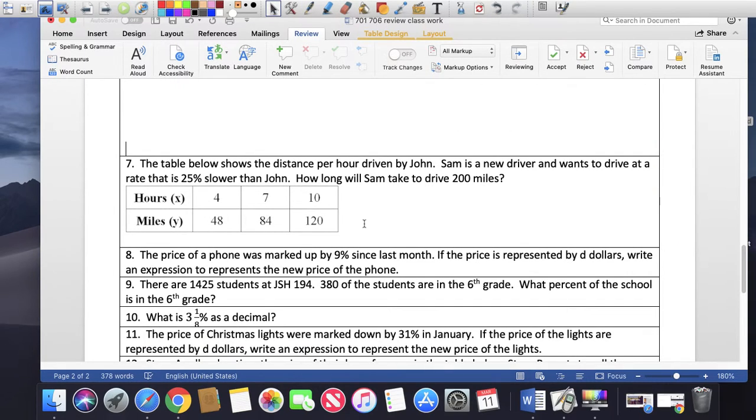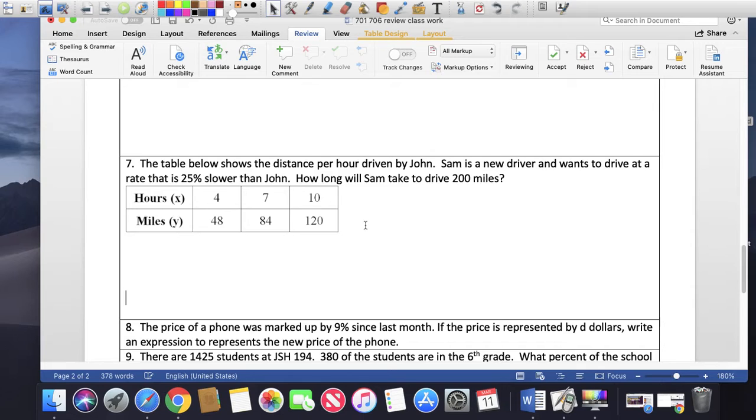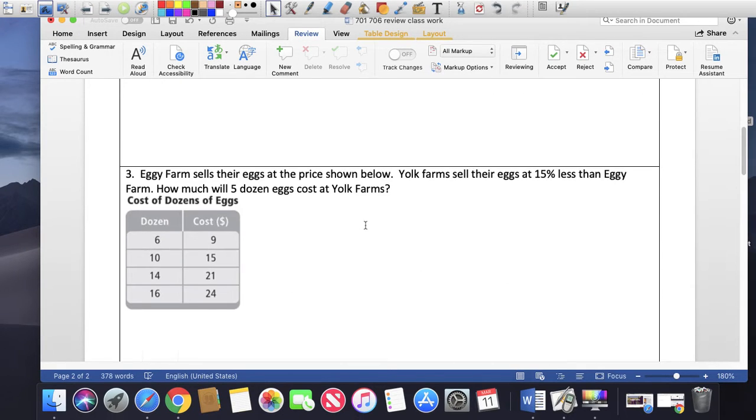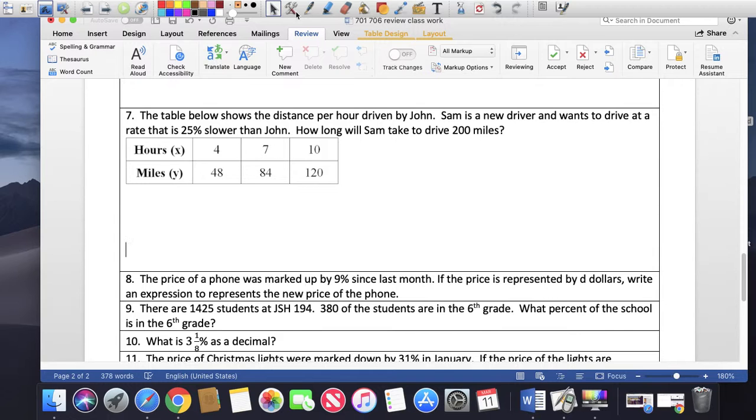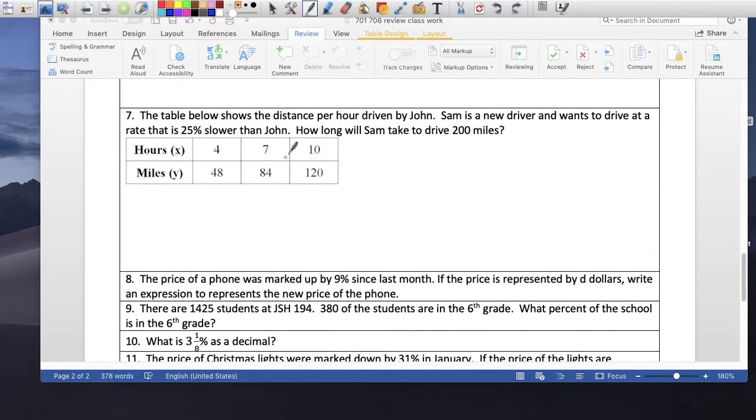Here's a table, but this is almost like the egg problem. So you can tell that the table is proportional because it's times 12, times 12, times 12. So pick any one of them and find the unit rate. So this is how John drove, right? Whatever he's driving is really slow, but he drove 48 miles in 4 hours, which means that every hour he drove 12 miles.